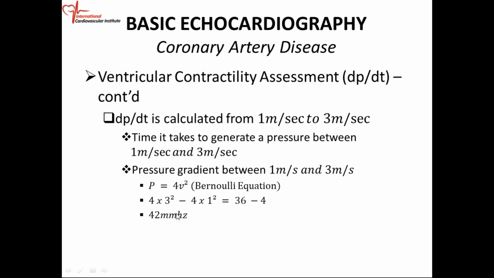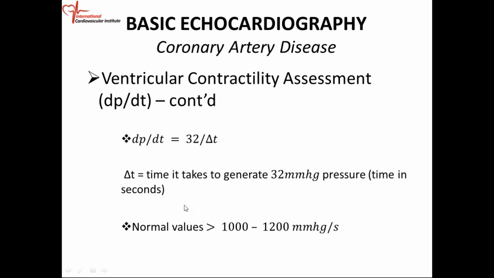The difference is 32. This is not 42. So the difference is 32 millimeters mercury, not hertz, millimeters mercury. Okay, 32. So dP/dT, that's what we did.